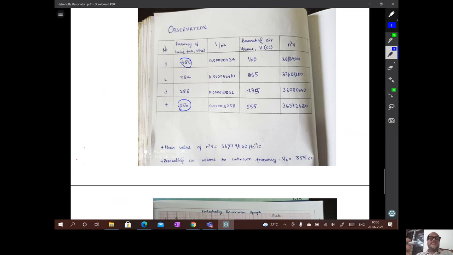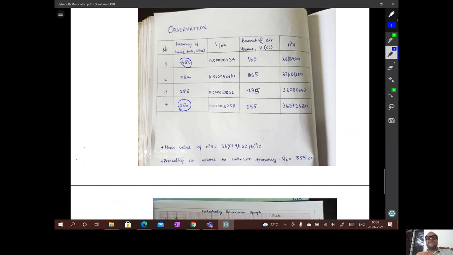So you have to do this in this order: 480, 384, 280, 256, in the descending order of the frequency of the tuning fork given to you. That is better. Now this information is there before you come to the lab. After that you can actually calculate 1 by n square. You have a calculator, so the frequency is given, and 1 by n square you can calculate. That is the third column of the tabular column.